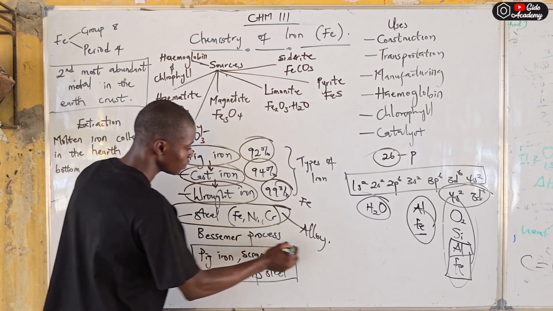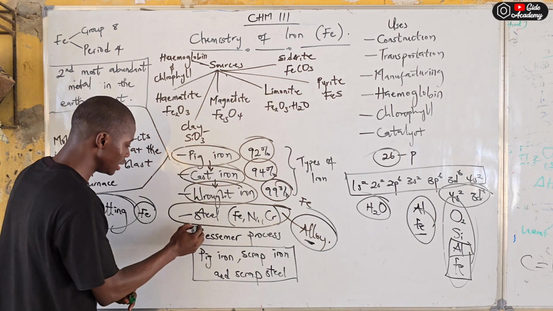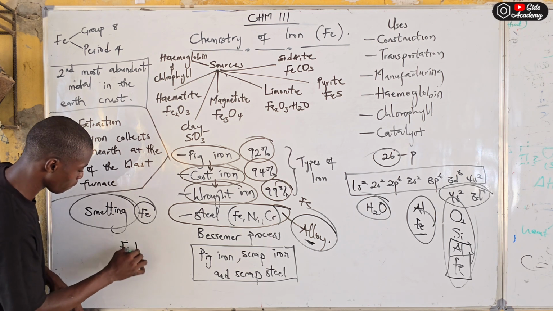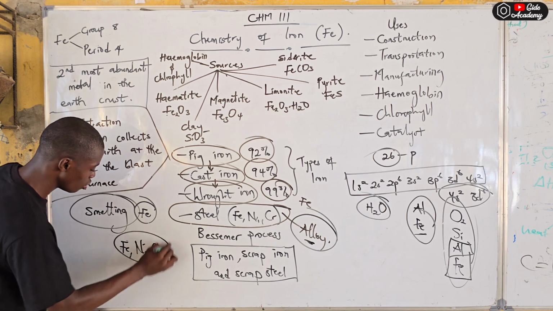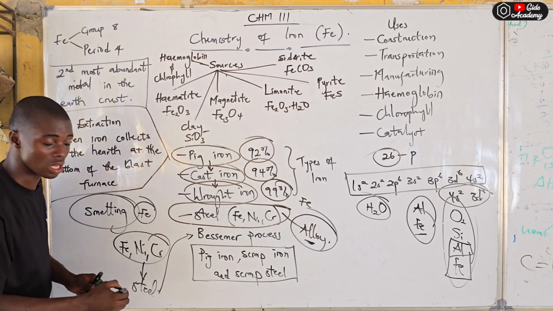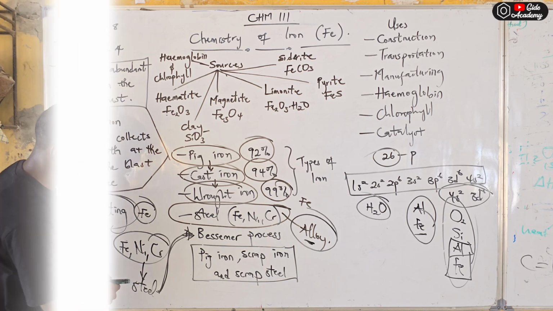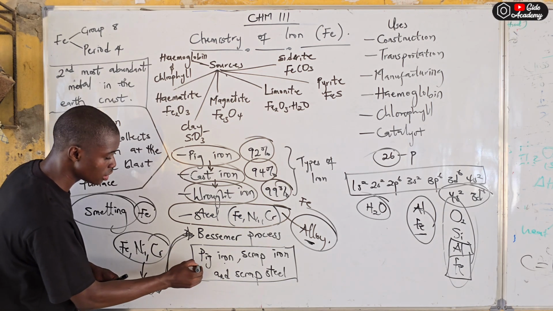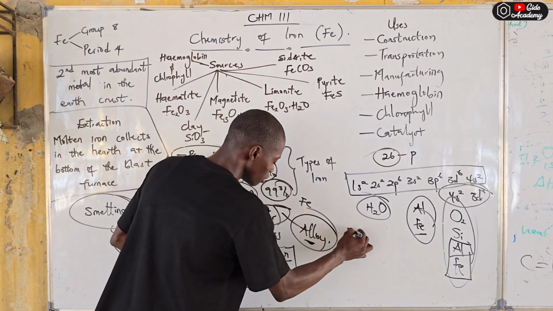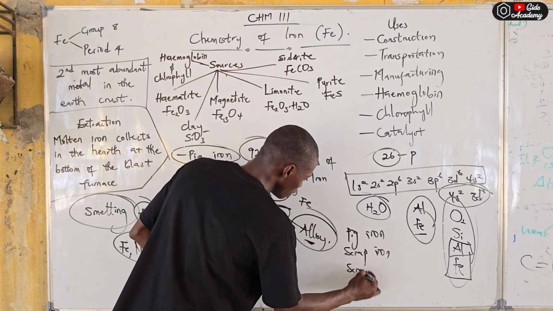Like I said earlier, steel is an alloy of iron. When iron is mixed with nickel and chromium, what will be formed is steel. And steel is formed from the Bessemer process. The process by which steel is formed is called the Bessemer process. The raw materials you use in the production of steel are pig iron, scrap iron and scrap steel. So please take note: pig iron, scrap iron, and then scrap steel.